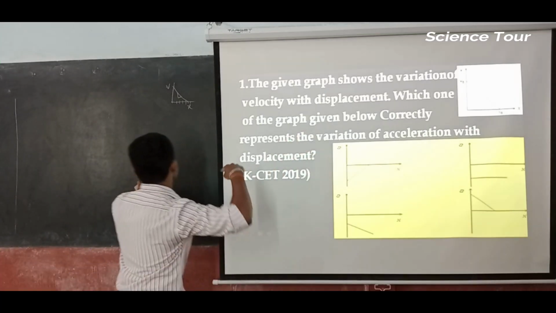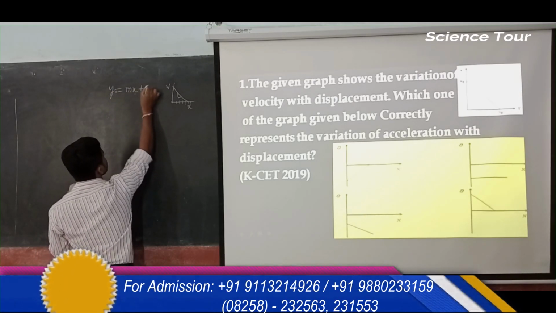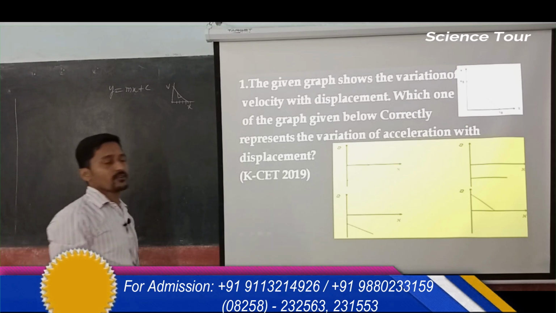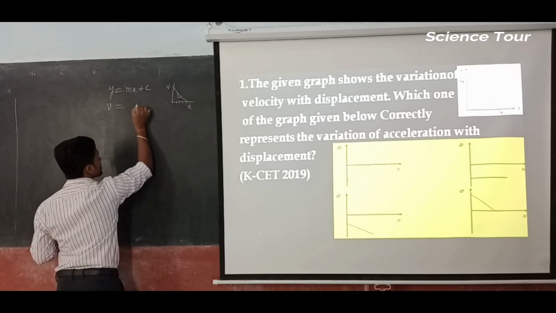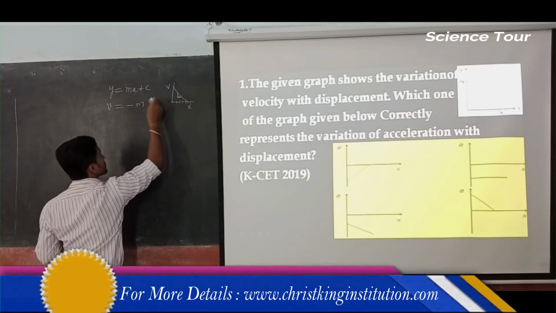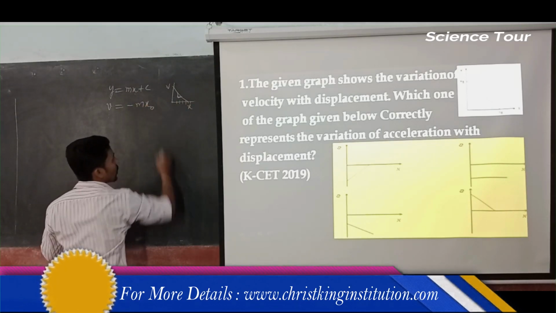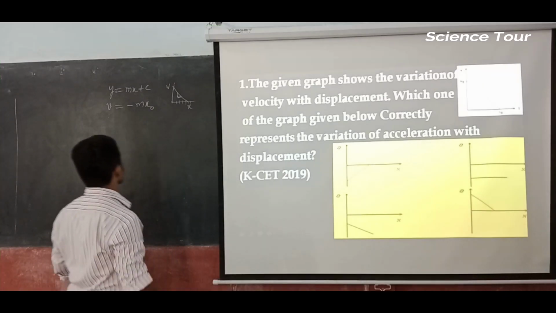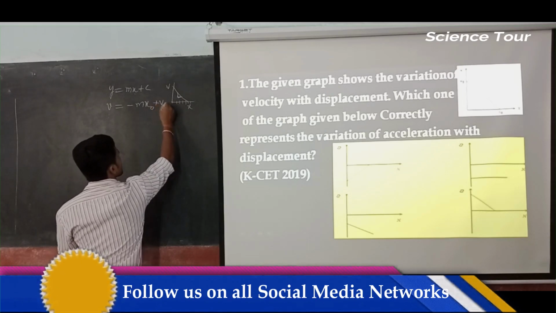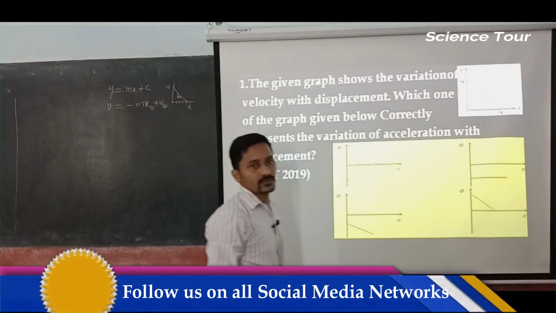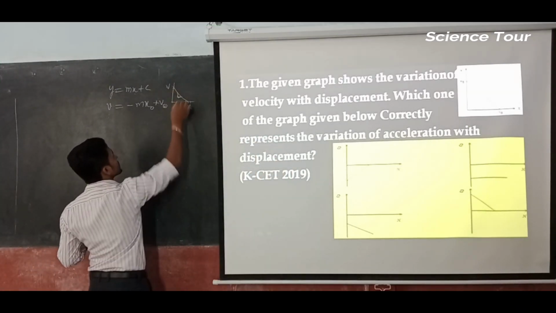If such a kind of graph is there, it is a straight line, and we have the formula y is equal to mx plus c, right? That is the formula. Now y means what here? It is v. m is the slope, but it is negative, the slope is negative. What is the intercept? Intercept here, it is mx naught, this is mx naught, and the intercept c is v naught, isn't it? That is plus v naught, the intercept. So v is equal to minus mx plus v naught. So this is the thing.